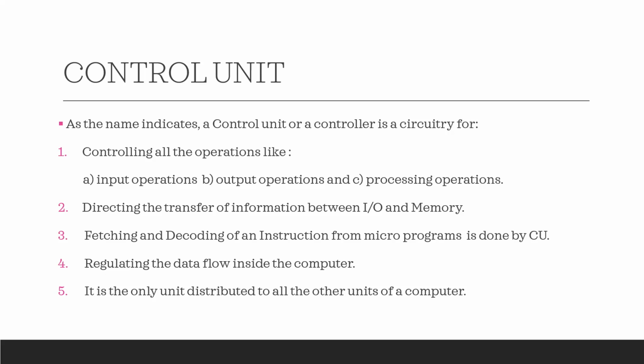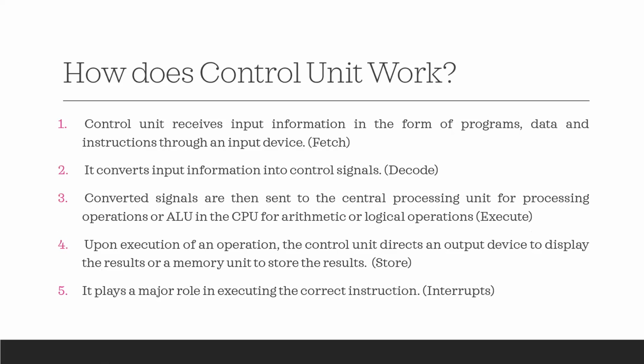It is the only unit that is distributed to all the other units of a computer. It directs and transfers information between I/O and memory and vice versa. It is also used for fetching and decoding of an instruction and regulating the data flow inside the computer. Let us now understand how does a control unit work.